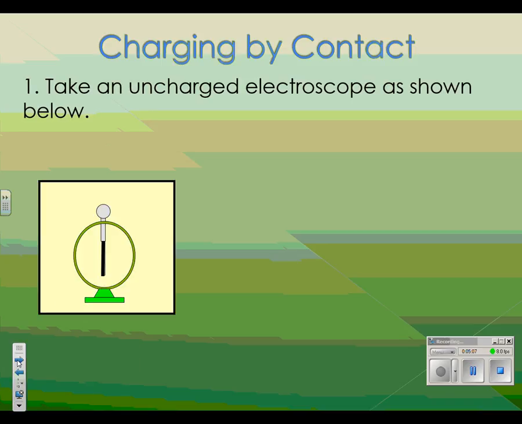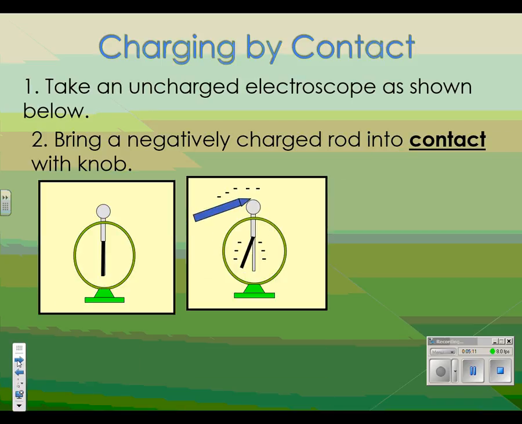Now, when you charge by contact, you take an uncharged electroscope like we have here below, and you're going to bring a negatively charged rod into contact with that knob. Some of those negatives are going to go into the electroscope.